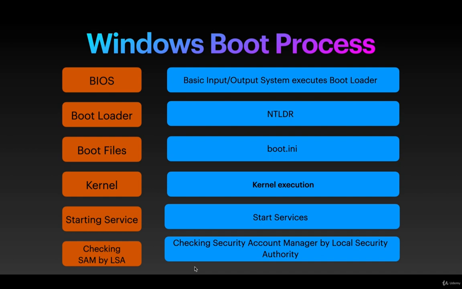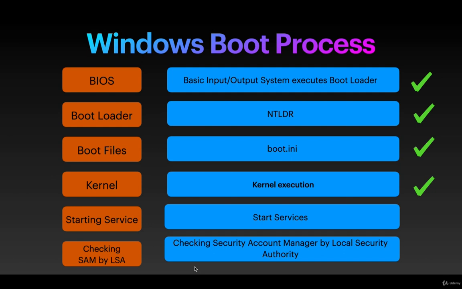The first one is BIOS, which functions exactly the same. It is the Basic Input-Output System, which executes the bootloader. The second one is the bootloader, which checks whether the NTLDR files are available or not. The next one is the boot files, which checks the important required boot files like boot.ini, which is responsible for successfully booting the system. The next is the kernel, which is responsible for the kernel execution of the operating system, and is also known as the heart of the system.